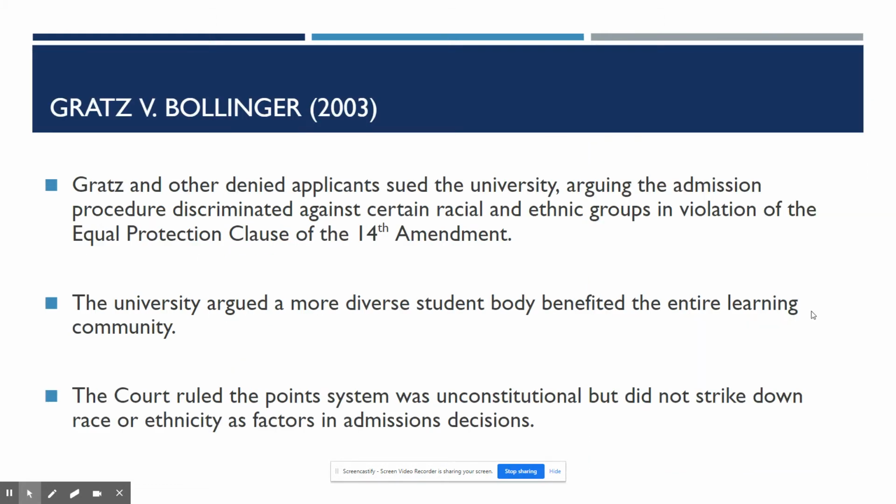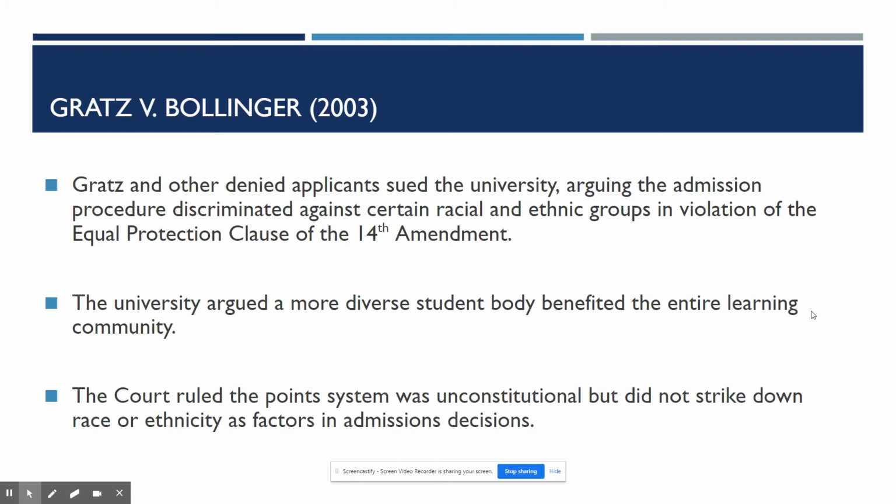So in this case, Gratz and the other denied applicants are going to sue the university and argue that the admission procedure, so that point system, is going to discriminate against certain racial and ethnic groups and is going to be a violation of that Equal Protection Clause.